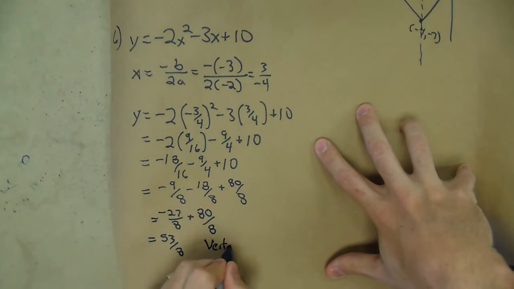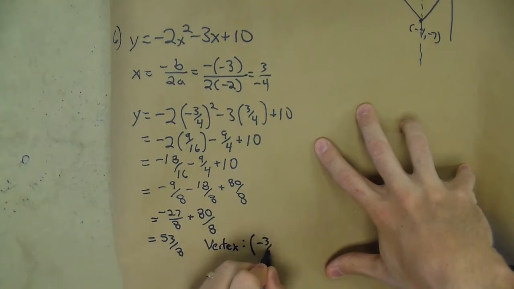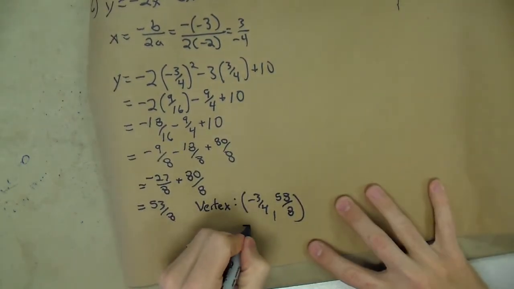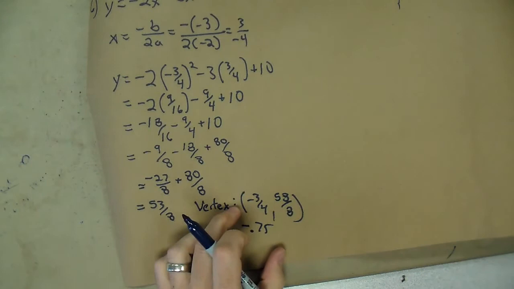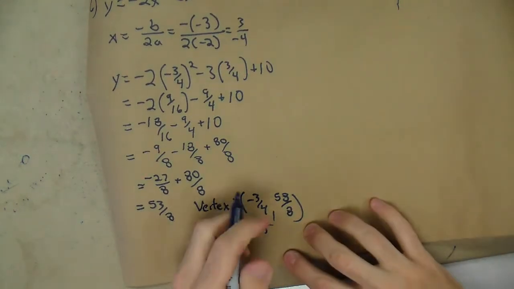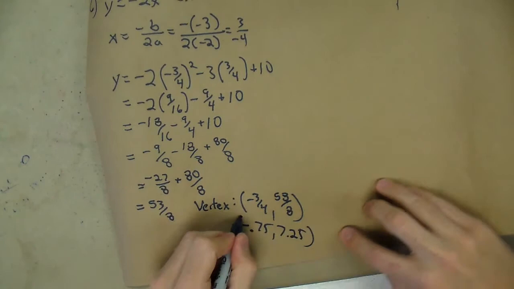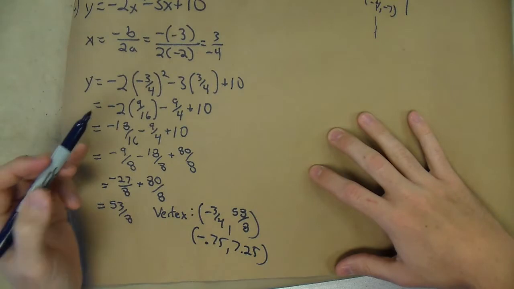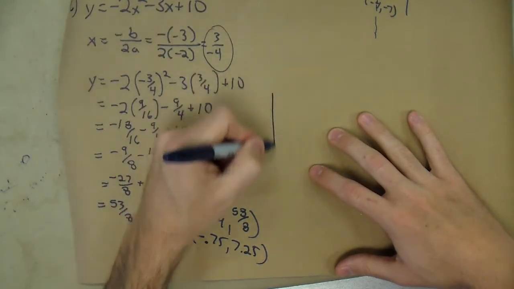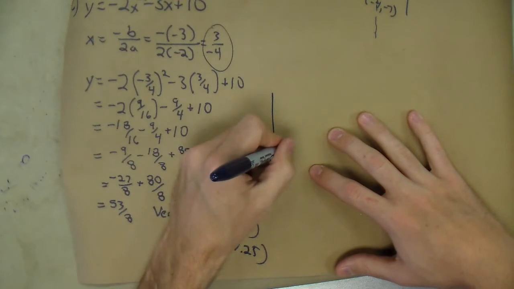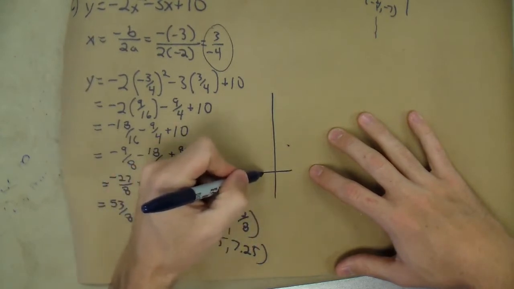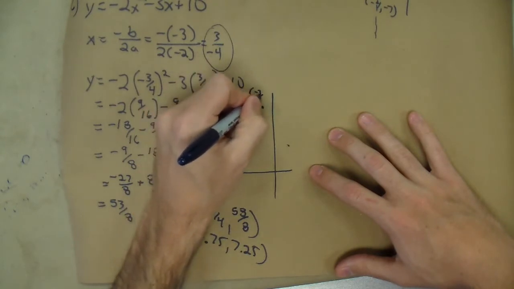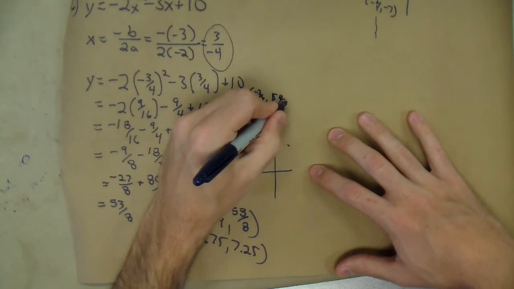So our vertex comes out to be negative 3/4 and 53 over 8. If we wanted to convert those, this is negative 0.75, and 58 over 8 is 7.25. Gives us a little better idea that we want, but vertex is there. Axis of symmetry we found was negative 3/4. If we go to sketch, we're going left 0.75 up 7.25, so this is negative 3/4, 58 over 8.